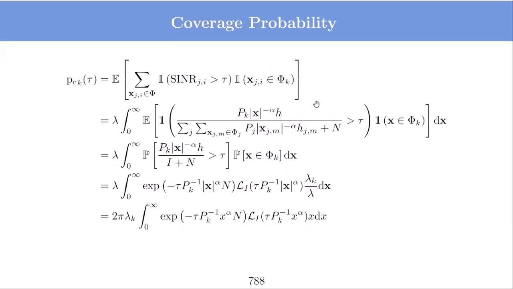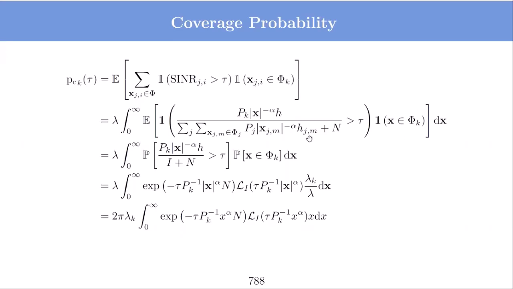Right, so I can apply Campbell's theorem here to get lambda times the integration of, and because it is a PPP, instead of the Palm expectation, I can use a regular expectation because of Slivnyak's theorem. So I get the expectation of the indicator that SIR of xji is more than tau, times the indicator that x belongs to phi k, dx.